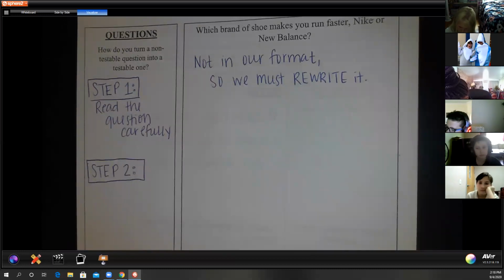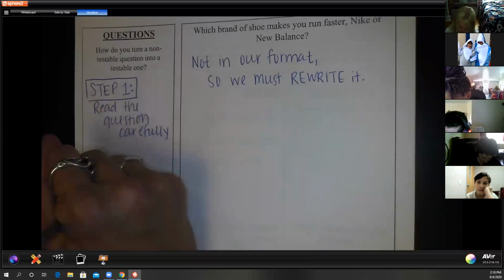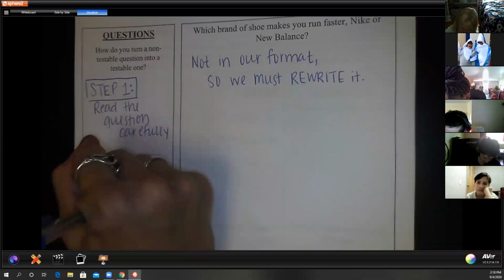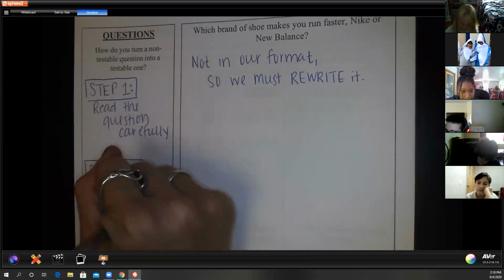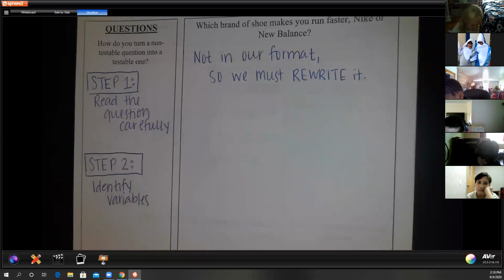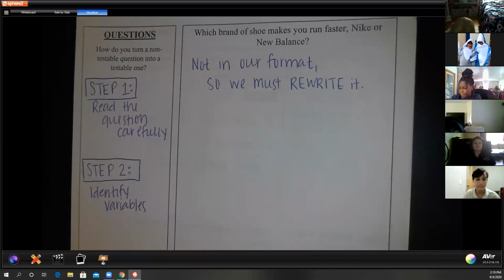Step 2, we have to identify our variables. We got to figure out what we're changing and what we're measuring. Don't call it out. But first, we have to identify our variables. That's right, Bobby. I see it. He's like, yeah, we got to identify those variables. Absolutely. What am I changing on purpose in this experiment, Bobby? What's my IV?